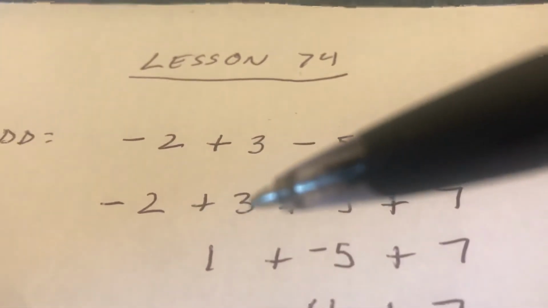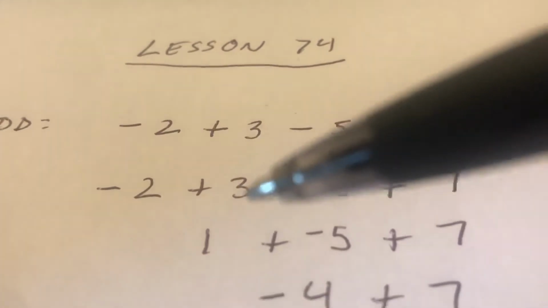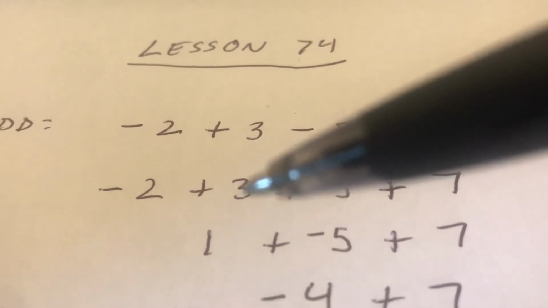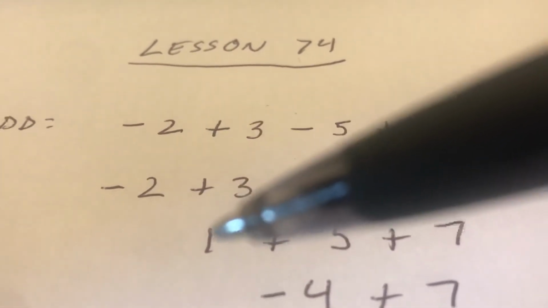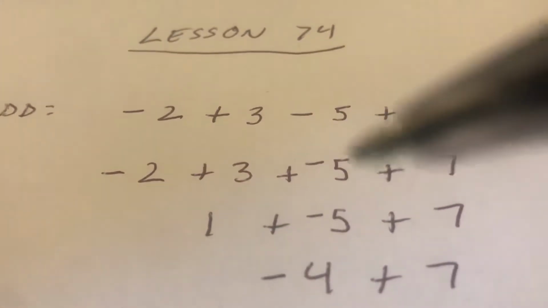So now I add, I go from left to right. Negative 2 plus 3 is 1. When you add a negative and a positive, it's always the sign of the larger one. 3 is bigger than negative 2, so it's going to be positive. And then you find the difference. 3 minus 2 is 1.